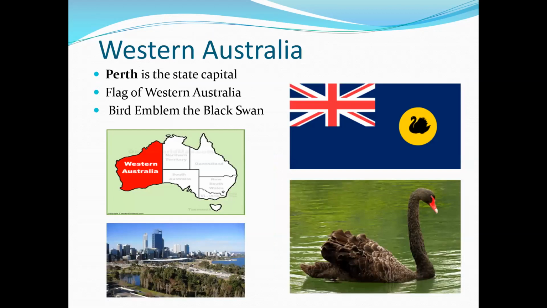Western Australia. This state is dry and inhospitable, except the southwestern corner of the state. Perth is the state capital. Here you can see the flag of Western Australia, and the bird emblem is the black swan.